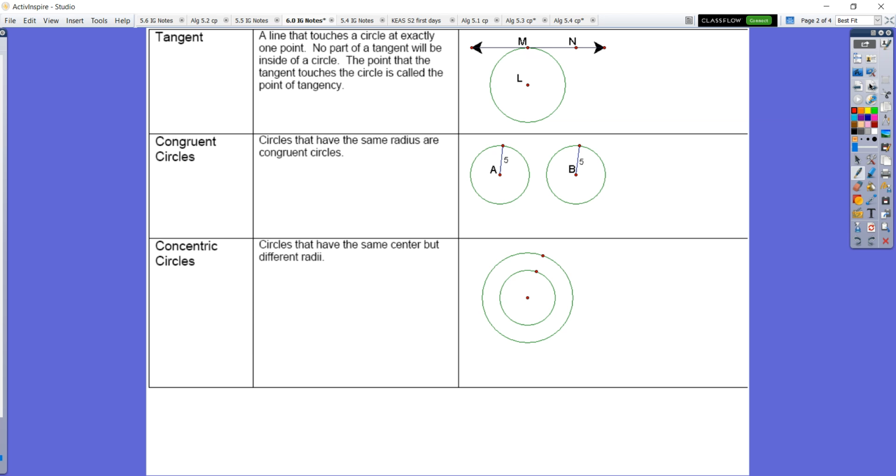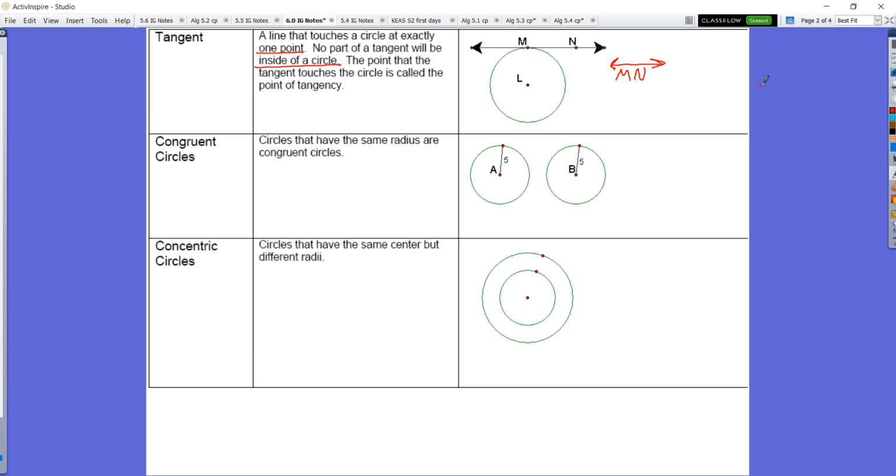Another thing that we have on a circle is a tangent. A tangent looks like this right here. It is when a line touches one point on the circle and no part of the tangent ever goes inside of the circle. We would name it as line MN. We draw our little line up above that, and that would be naming that tangent. It never goes inside of the circle.